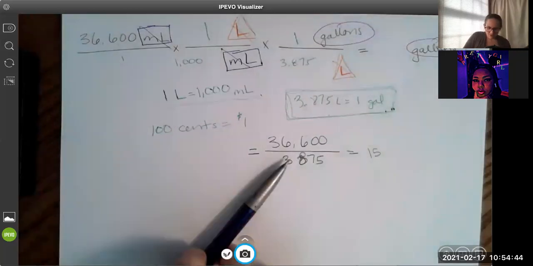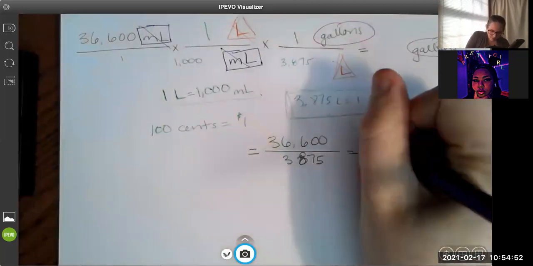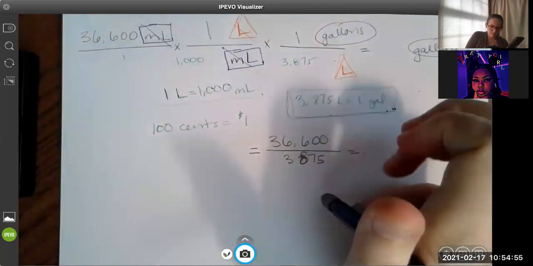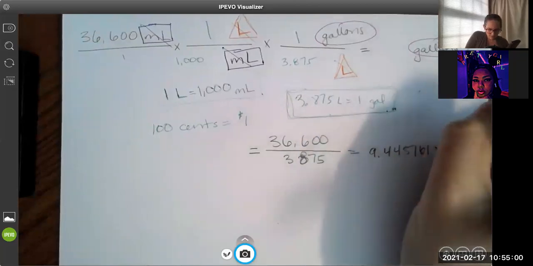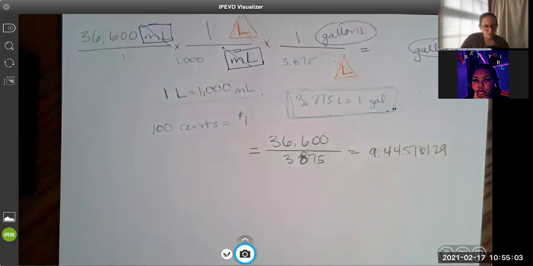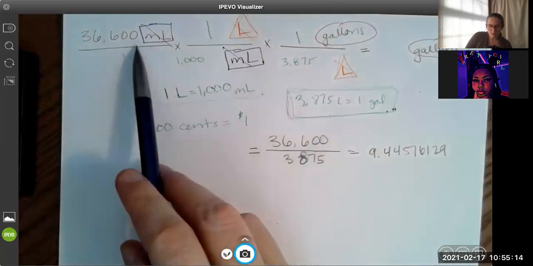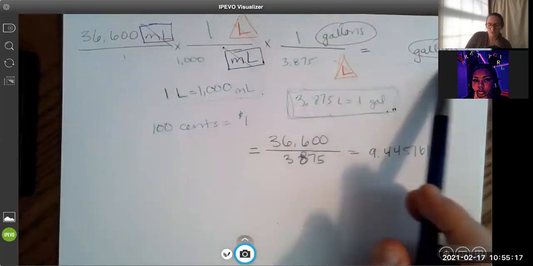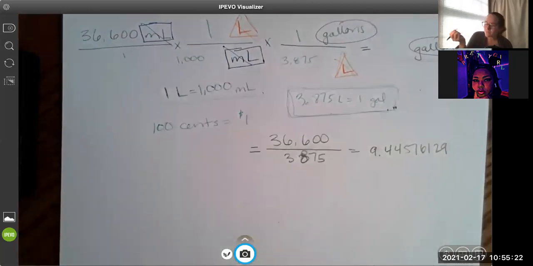For your final adventure, take your top number, divide it by your bottom number. I got 9.44516,129. Good, good. Yeah. Okay, and what is the unit on that number? We did this whole sentence. What is the unit that we're... Say it again, Edmund. Gallons? There you go.